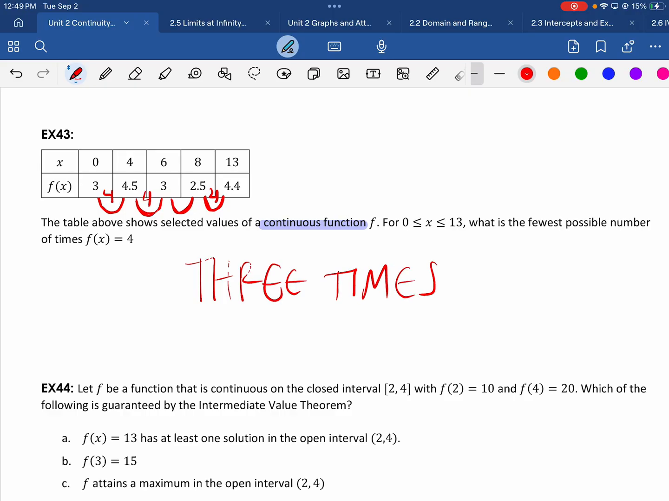All right, 3 times. If it doesn't say justify, you do not need to worry about writing all your steps. But if this one said justify your answer, you would say f is continuous. And then you would say 4 is between 3 and 4.5. 4 is also between 4.5 and 3. And 4 is between 2.5 and 4.4. So it would have to hit 3 times, something along those lines. If it says to justify, just put all of my explanation out in words.